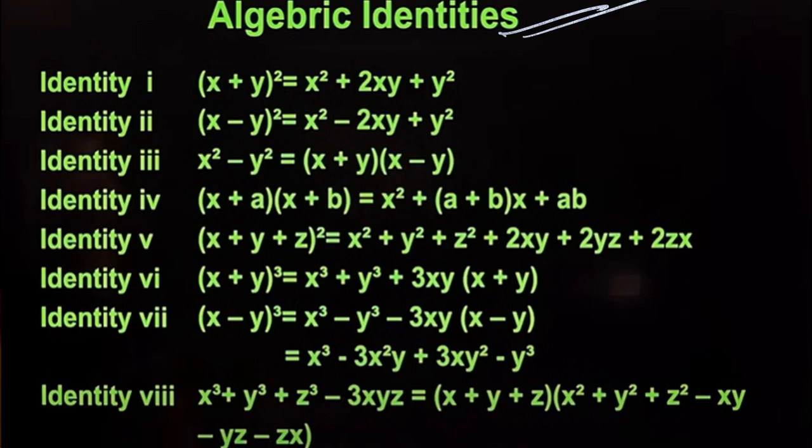Or if a square minus b square is there, you know that a square minus b square is equal to a plus b, a minus b. So these are the identities you guys have to remember. You have to use these identities in the questions.